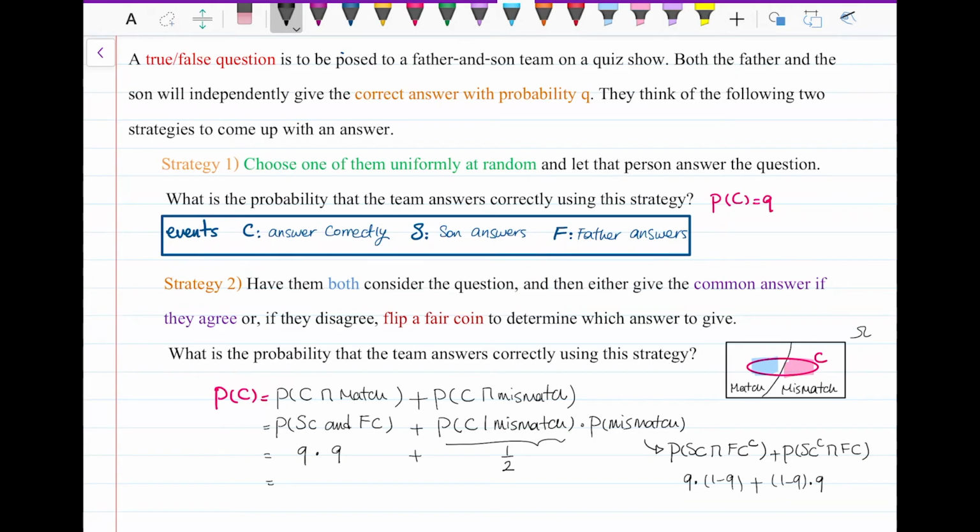So let me simplify our answer. So I have Q squared plus 1/2 times, this is 2 times Q times 1 minus Q. So I get Q squared plus, I'm going to distribute Q in here, so plus Q minus Q squared. So the answer here is also Q. So the probability of being correct in here is also Q, in strategy 2.